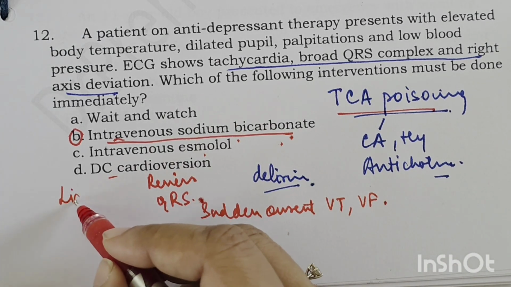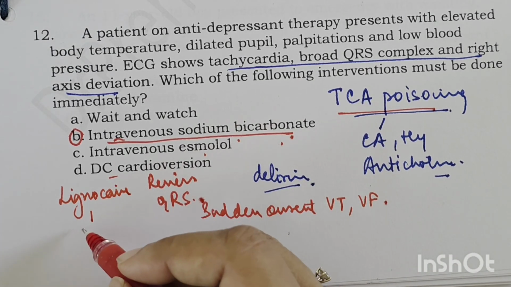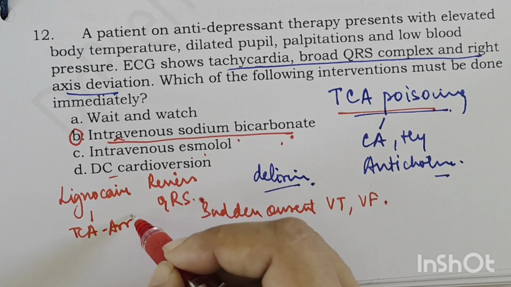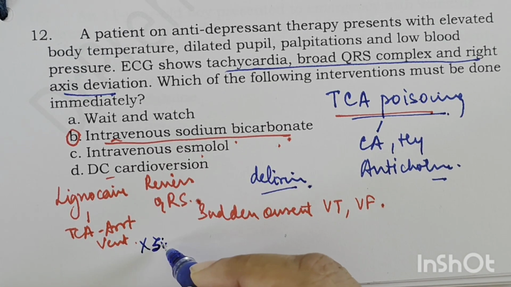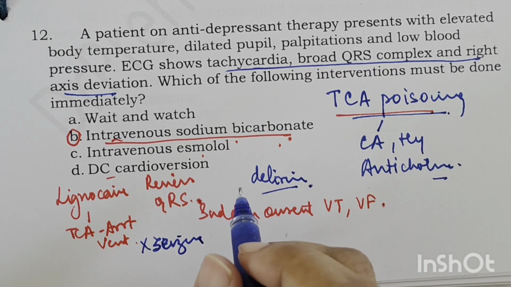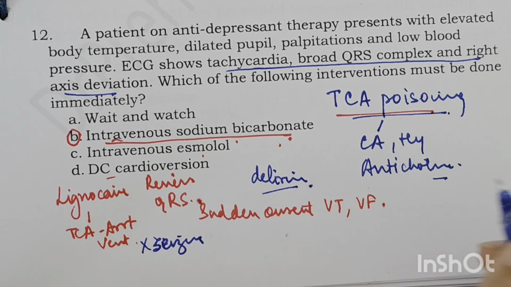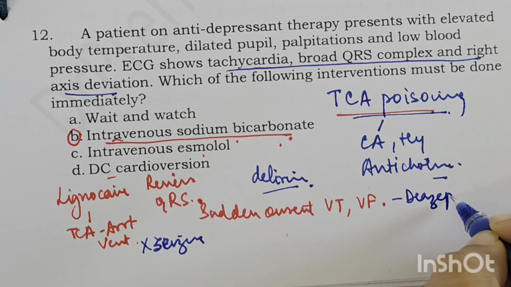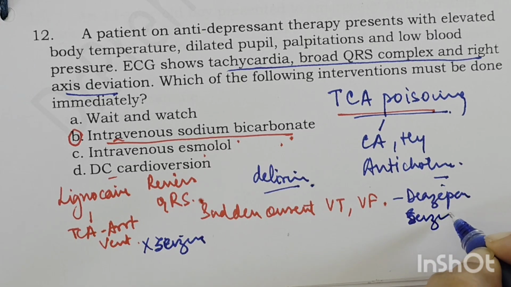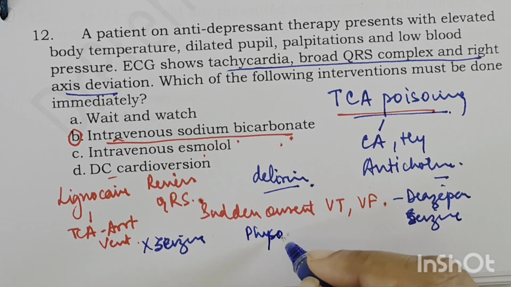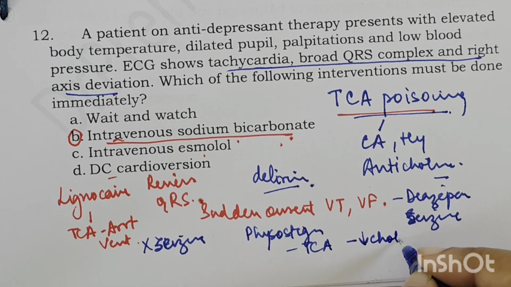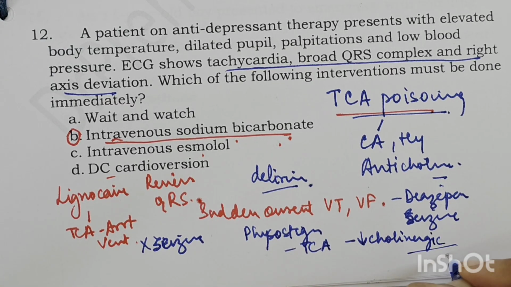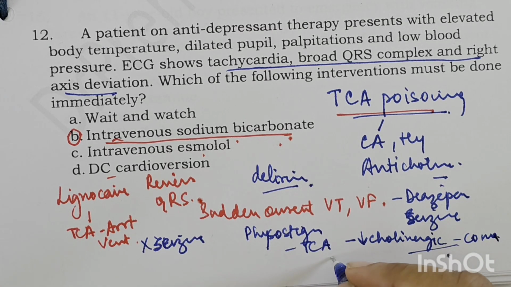Another drug which is used is lignocaine. Lignocaine is the drug of choice for TCA-induced ventricular dysrhythmia. However, care should be taken that the patient does not have any seizures. For hypotension, we can give IV fluids and dopamine. Diazepam can be given in the management of seizures. Physostigmine is given in TCA poisoning to reduce the anticholinergic effects, so the anticholinergic side effects are reduced. Physostigmine is used only in patients where there is coma or convulsions.